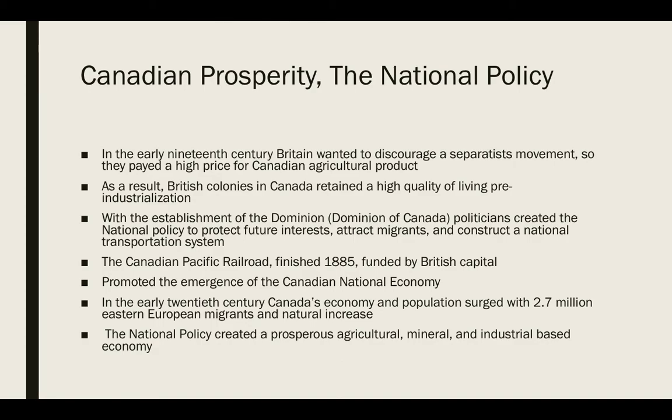So they eventually created the Canadian Pacific Railroad, which finished in 1885, which was funded by British capital, like many ventures in the U.S. were. It promoted the emergence of a Canadian national economy, just like the American railroad system promoted a national economy. In the early 20th century, Canada's economy and population surged to 2.7 million, partly due to Eastern European migrants, and there was also a large increase in population from natural increase. The national policy created a prosperous agricultural, mineral, and industrial-based economy.